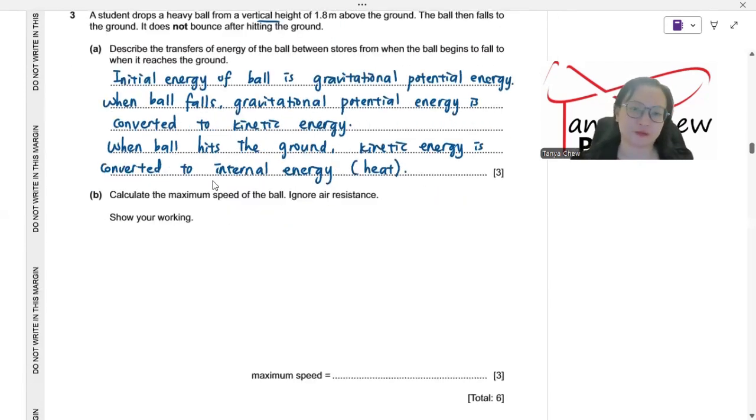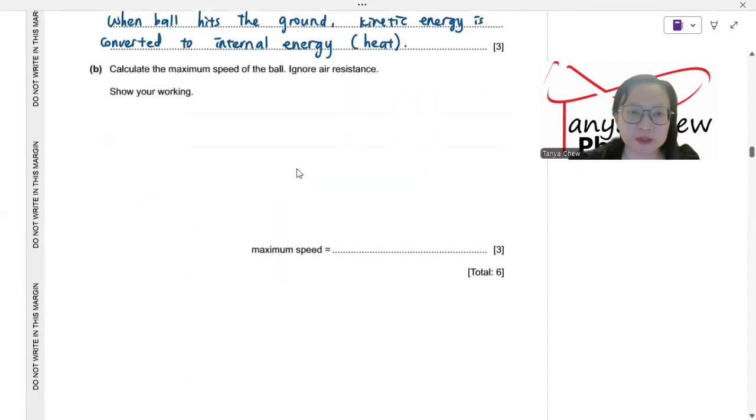Now B, calculate the maximum speed of the ball. Ignore air resistance. When you ignore air resistance, things are getting easier for you, so the calculation would not be that complicated. When you calculate the maximum speed, always remember the principle of conservation of energy can be applied here. Since I have already drawn the diagrams, initial energy of the ball is GPE, which is converted to kinetic energy of the ball.